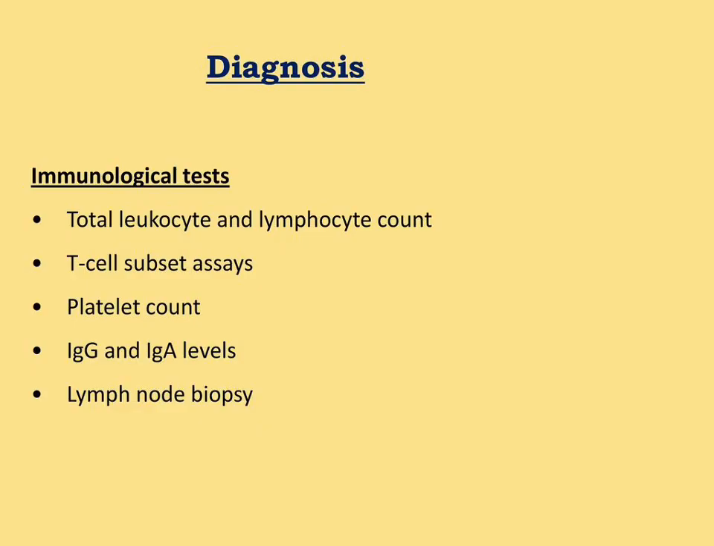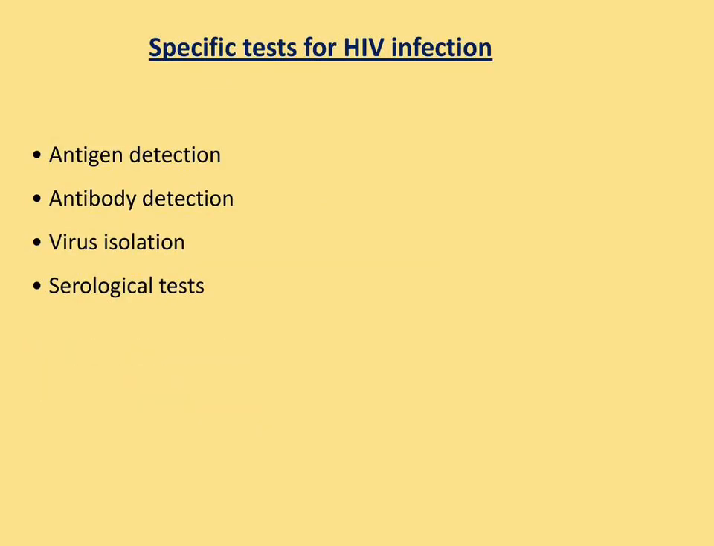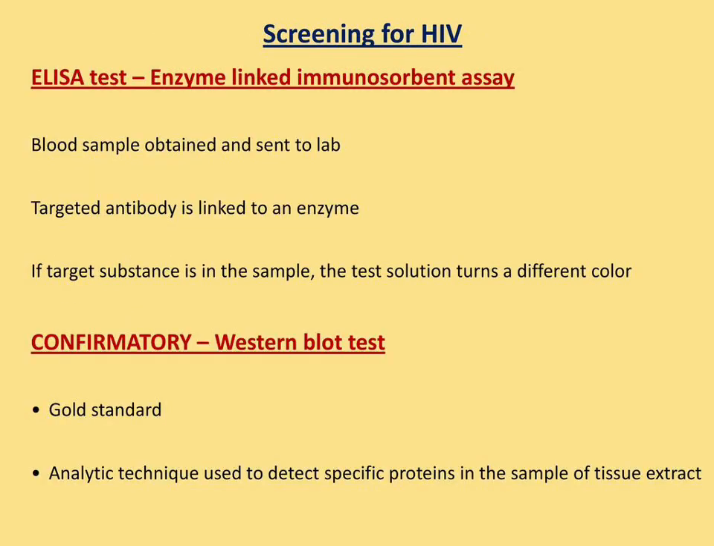Diagnosis for HIV: immunological tests, total leukocyte and lymphocyte count, T-cell subset assay, platelet count, IgG and IgA level, and lymph node biopsy. Specific tests for HIV infection are antigen detection, antibody detection, virus isolation, and serological tests.